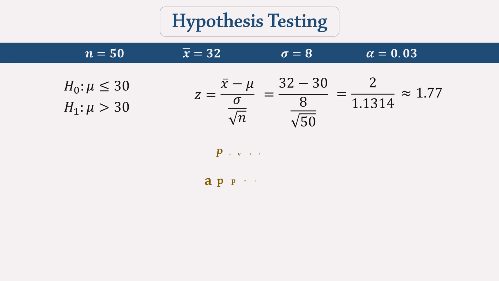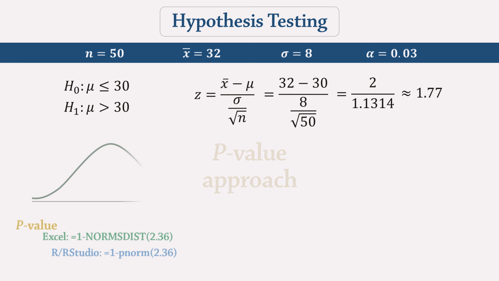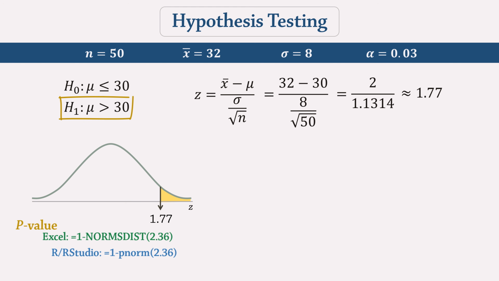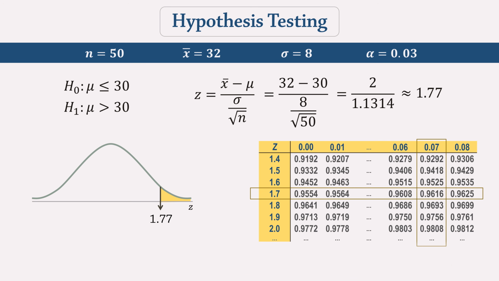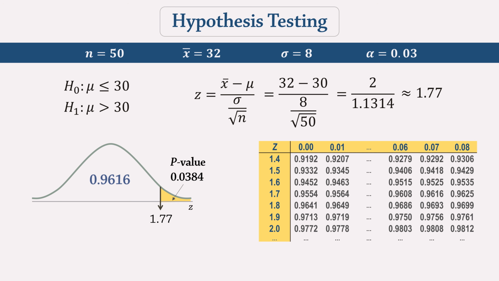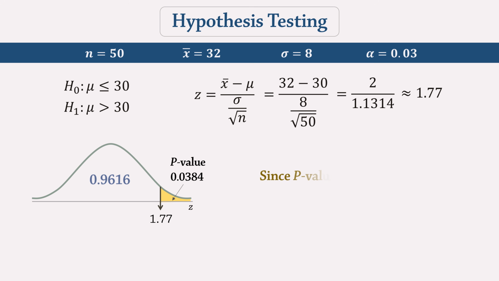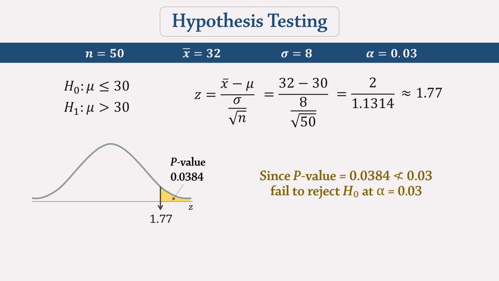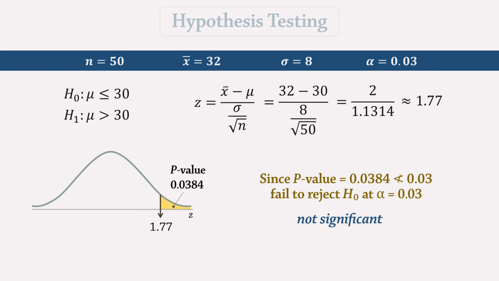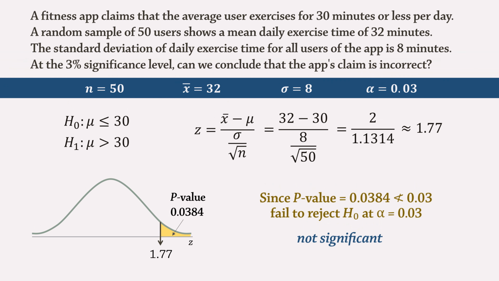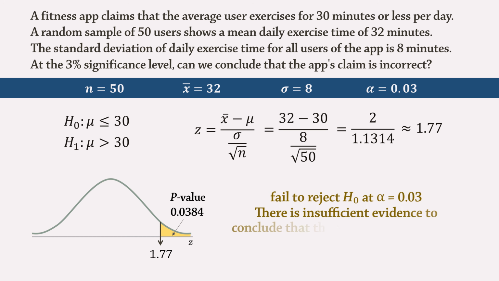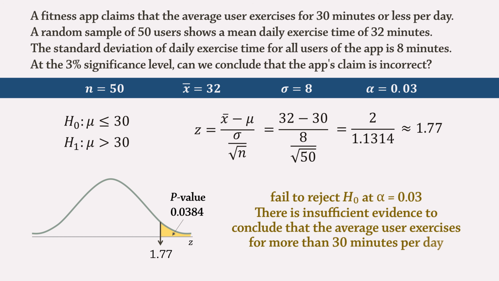Again, let's verify our decision using the p-value approach. The p-value will be in the upper tail of the test statistic since this is a right-tail test. From the less than z table, the area below z equals 1.77 is 0.9616. Subtracting that from 1 results in a p-value of 0.0384. This p-value is not less than our alpha of 0.03, indicating that the null hypothesis should not be rejected. That is, the result is not significant. In essence, we cannot reject the claim that the average user exercises for 30 minutes or less per day. Or we have insufficient evidence to conclude that the average user exercises for more than 30 minutes per day.